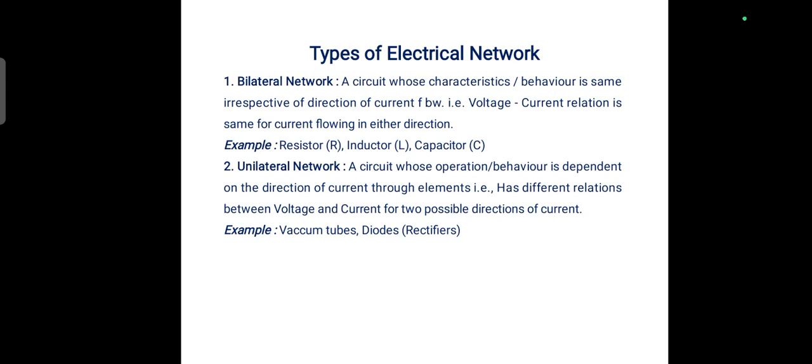A unilateral network is a circuit whose operation or behavior depends on the direction of the current through the element, that has a different relation between voltage and current for the two possible directions of the current, like vacuum tubes or diodes. That is, in only one direction the diode will allow the current to flow, but the current cannot flow in the opposite direction. So it is called a unilateral network.